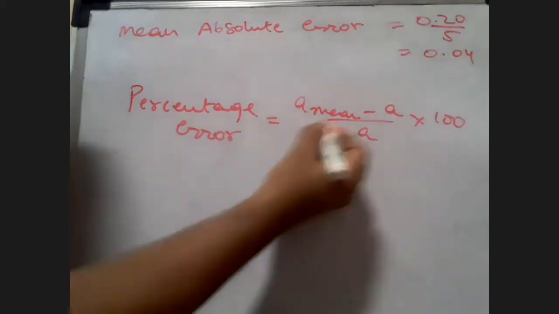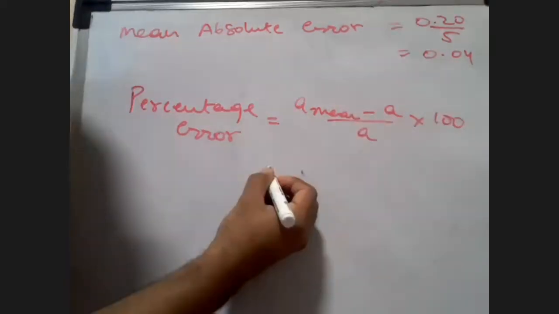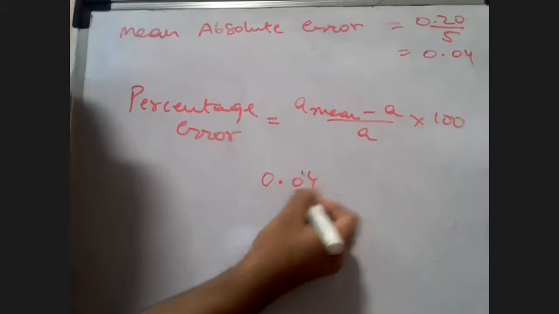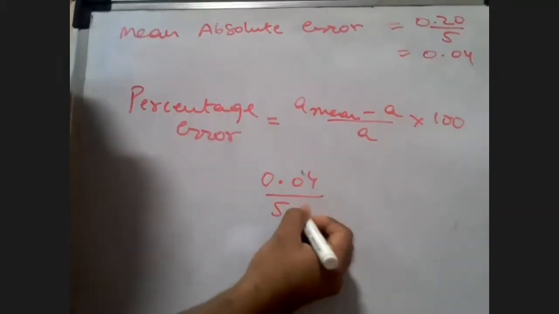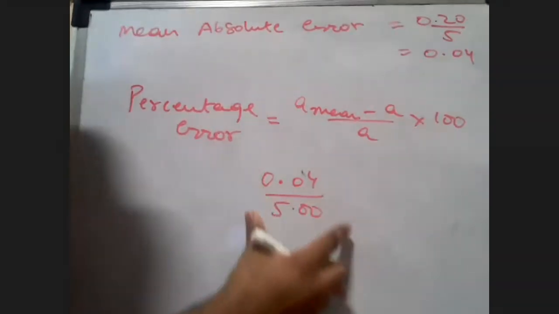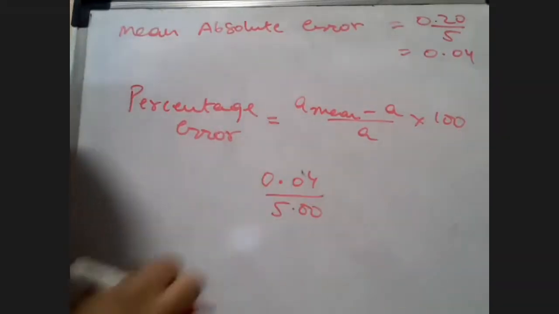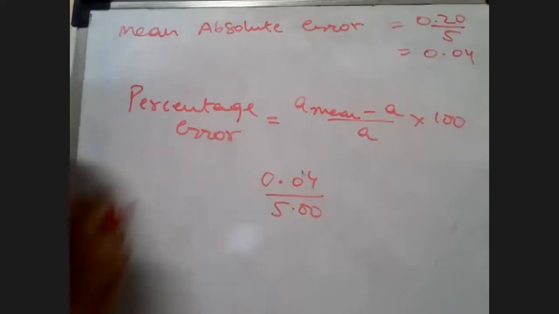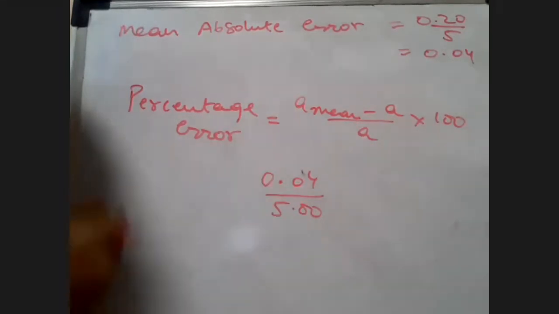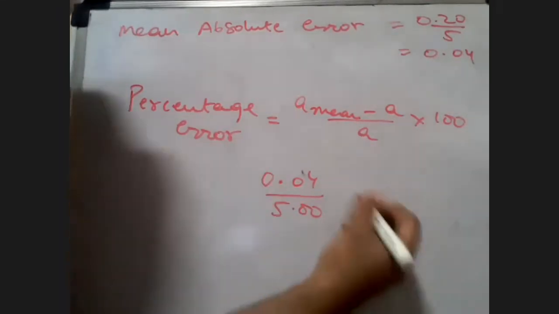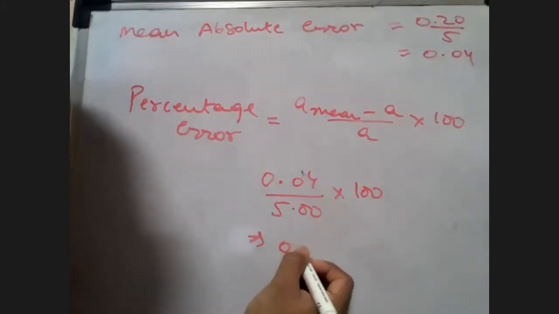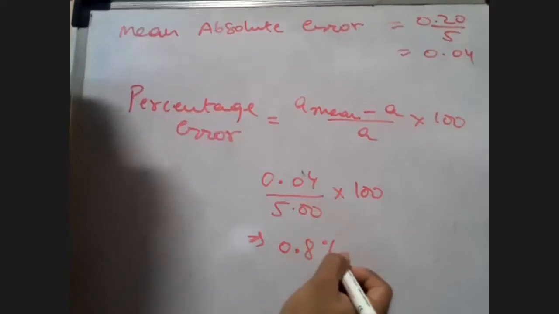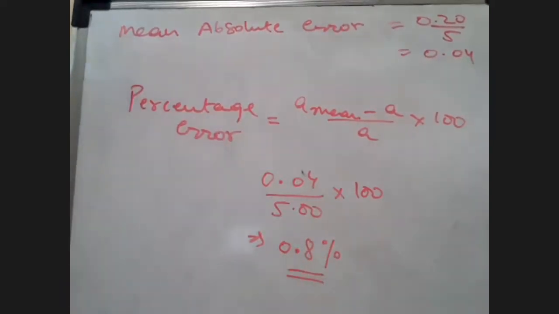What was my A mean minus A? I got 0.04 earlier. And A was what? 5.00. You see how these decimals are being written. I'm not writing it as 5, I'm writing it as 5.00. It makes a difference, students. Into 100, so this will give you 0.8%. Understood?